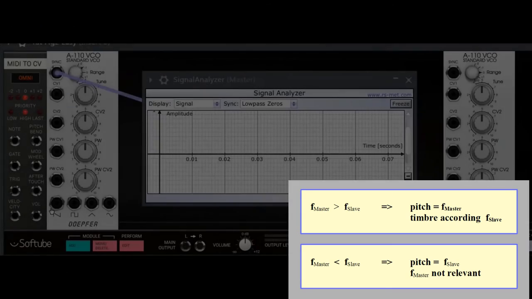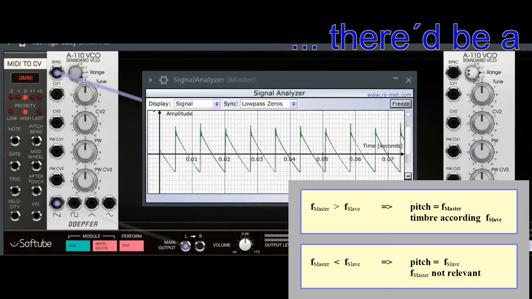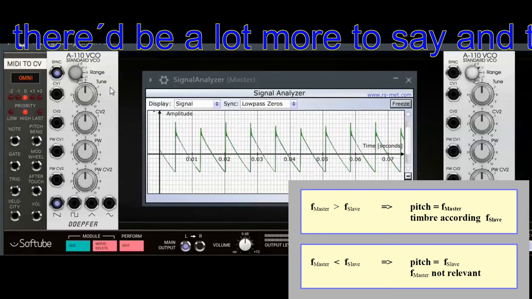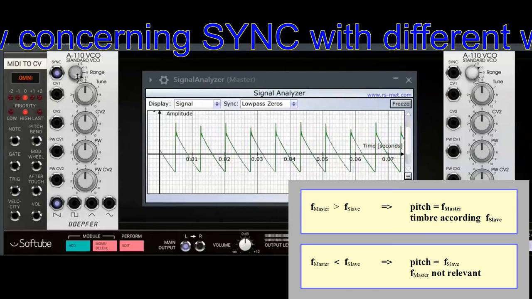With the slave's frequency being higher than that of the master, the pitch of the resulting sound corresponds to the higher frequency of the slave, and the master's frequency doesn't influence anything, neither the frequency nor the timbre.